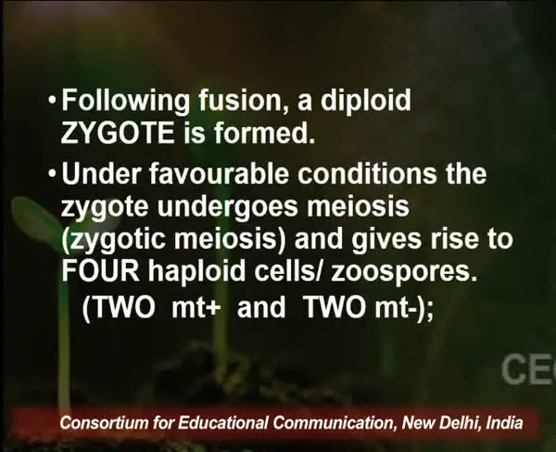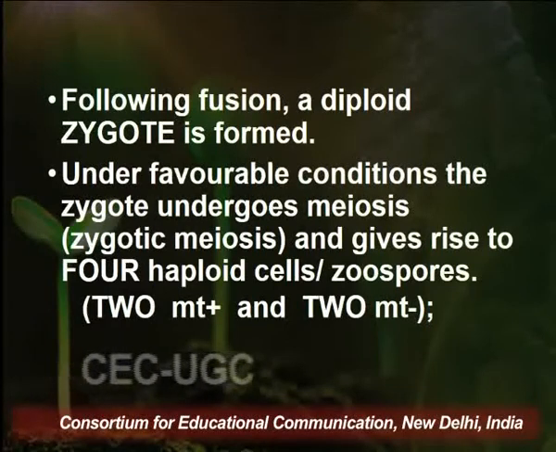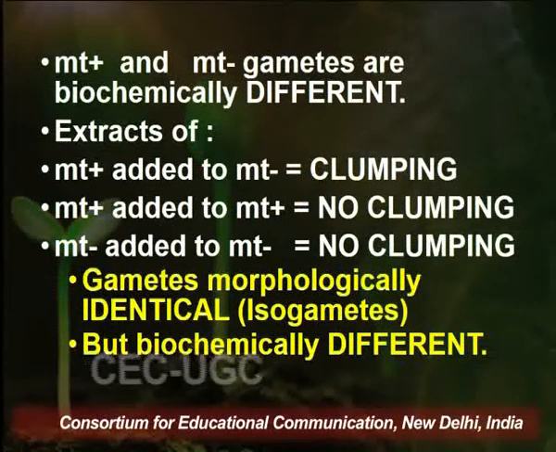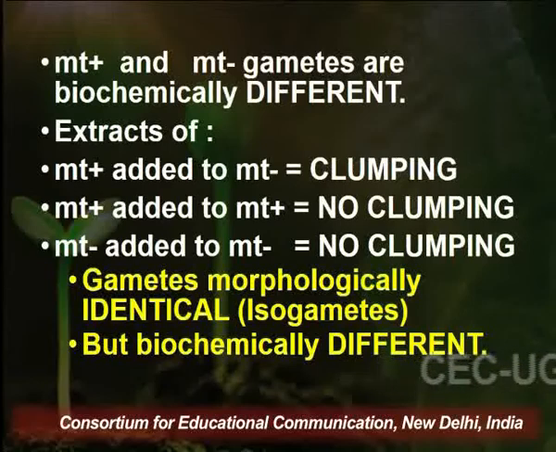So in that case we find that 4 haploid cells are going to be formed, and if they are motile, then they are the zoospores. So out of the 4, 2 are MT plus and the other 2 are MT minus. They may be morphologically exactly the same, but they are definitely biochemically different. How do we prove it? We prove it by clumping experiments.